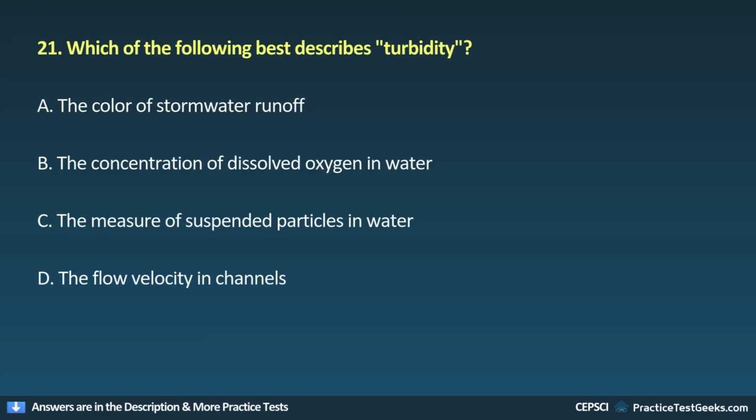21. Which of the following best describes turbidity? A. The color of stormwater runoff. B. The concentration of dissolved oxygen in water. C. The measure of suspended particles in water. D. The flow velocity in channels.